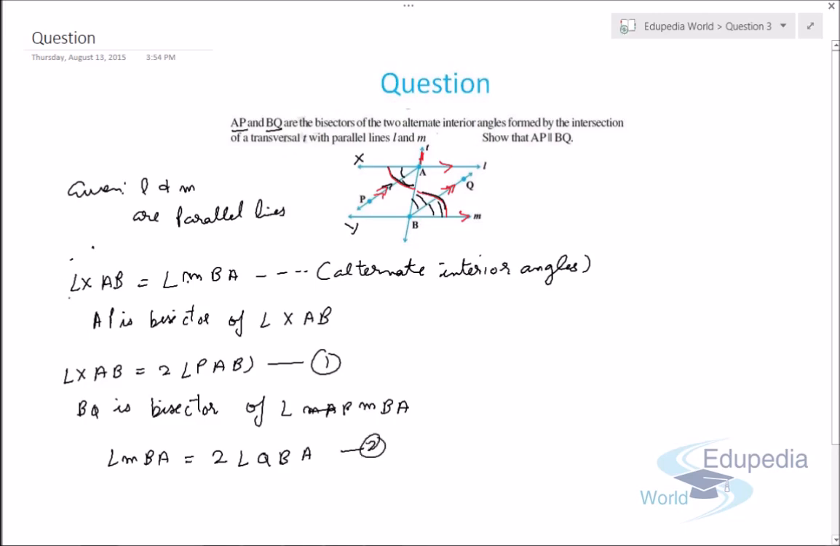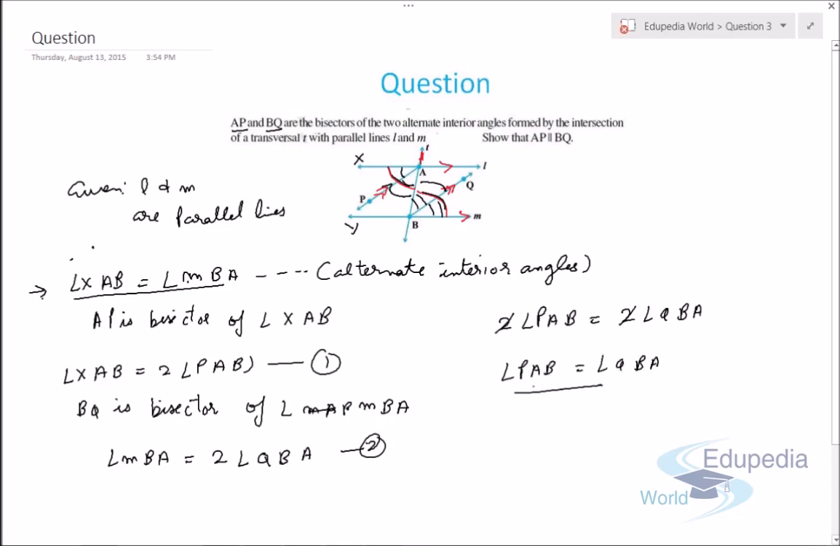Now we have this equation, so we can put the values of 1 and 2 in this equation. So what we get is 2 times angle PAB will be equal to 2 times angle QBA, means 2 times this angle will be equal to this angle. So this and this will cancel out. So we get angle PAB equals angle QBA.